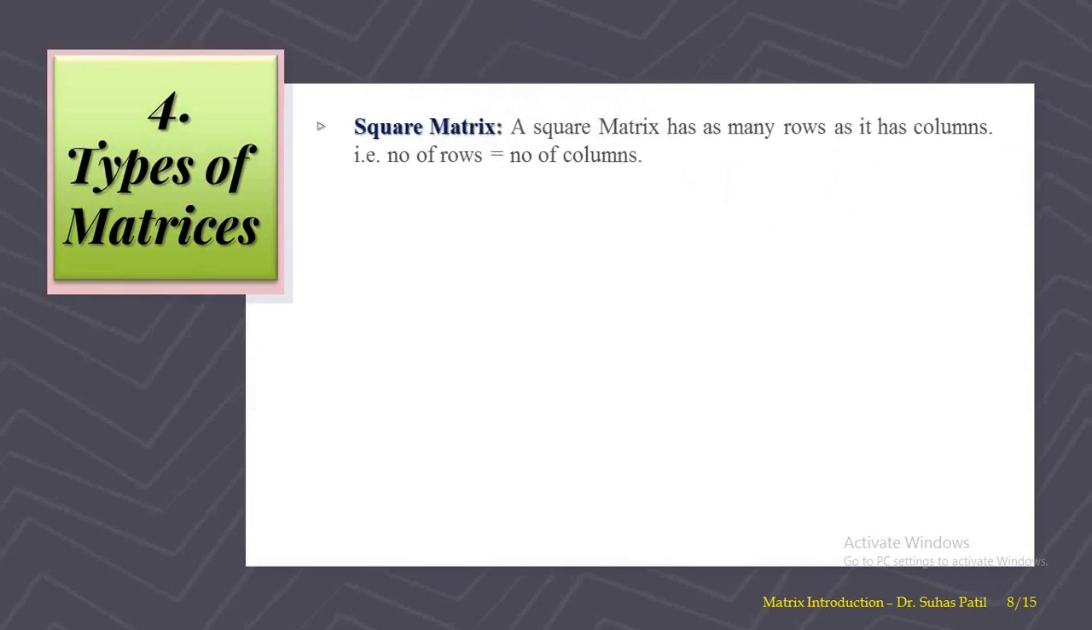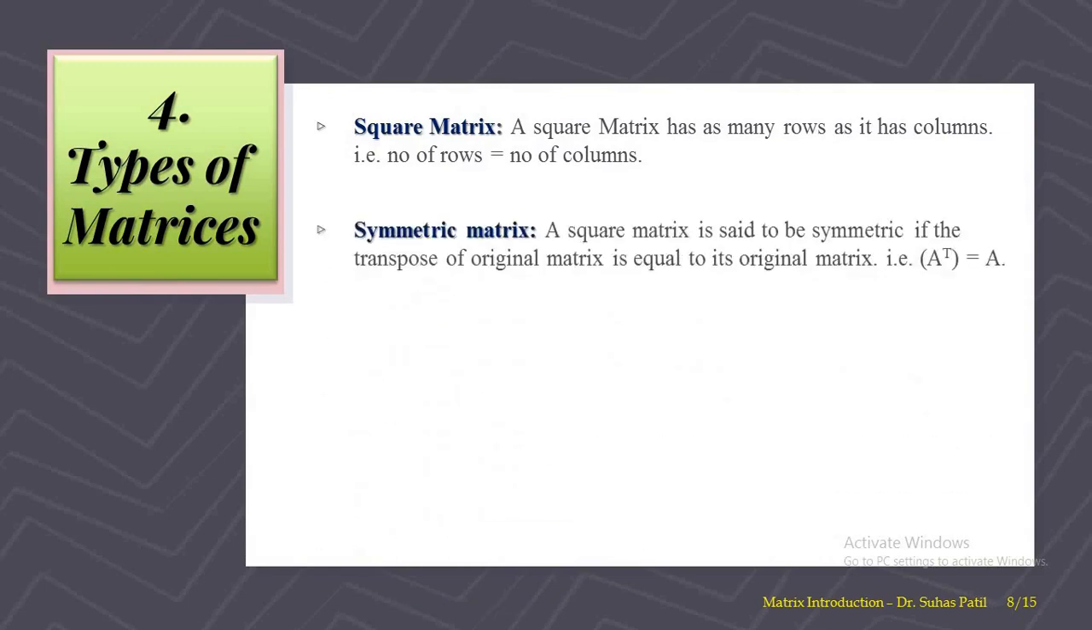There are many different types of matrices. First of all, we are going to discuss the square matrix. What is meant by a square matrix? A square matrix has as many rows as it has columns, that is, the number of rows is equal to the number of columns. In simple words, a matrix having the number of rows equal to the number of columns is called a square matrix.